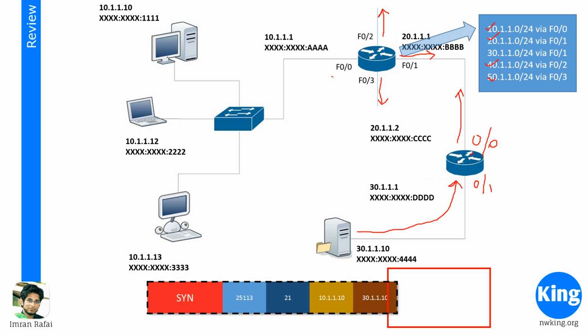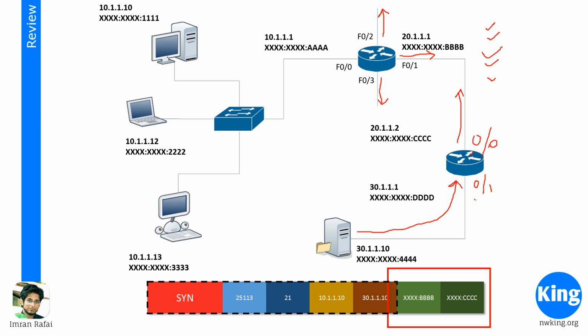So let's assume, after this device looks at that packet and says, if you want to go to the 30 dot network, please follow this path, that is F0/1. So it says, okay, fine. It puts the MAC address, source MAC address is BBB, and destination MAC address is CCC. It sends it out. That frame goes to this device.